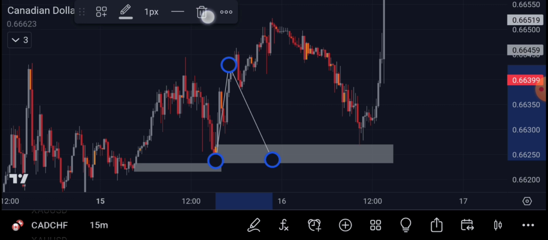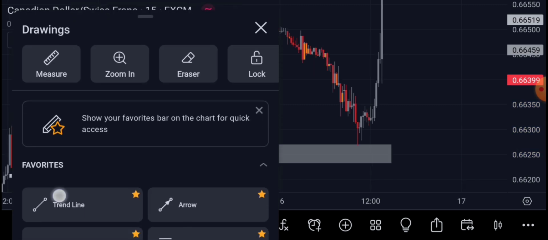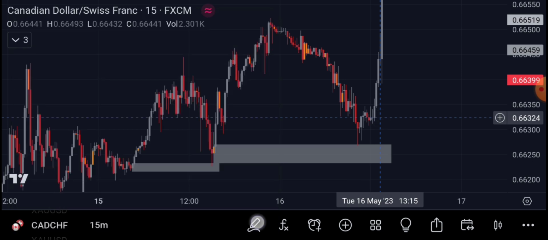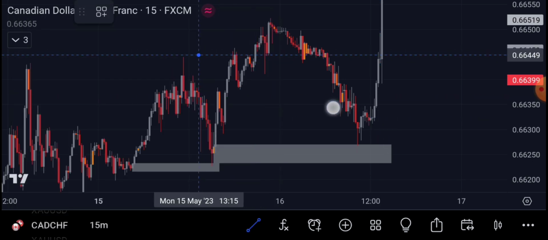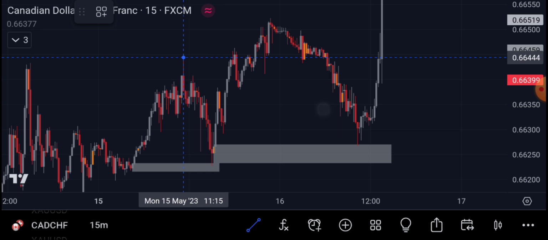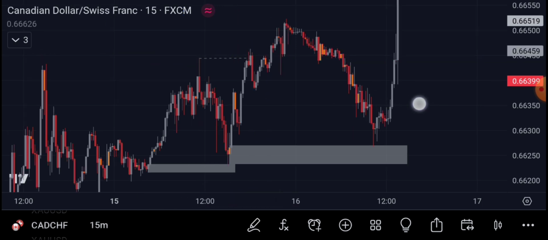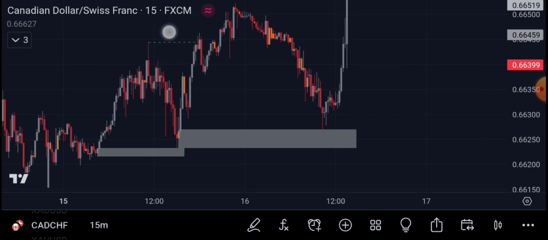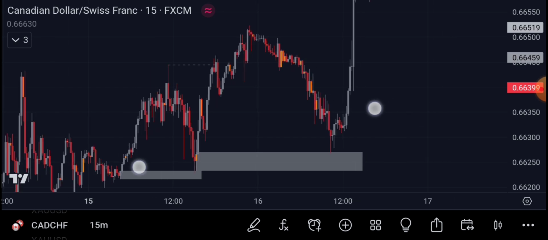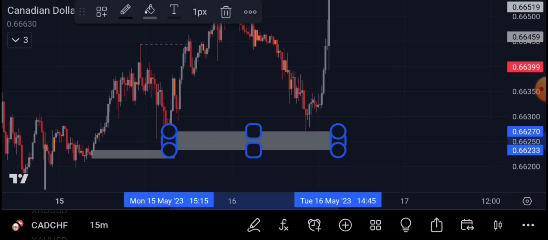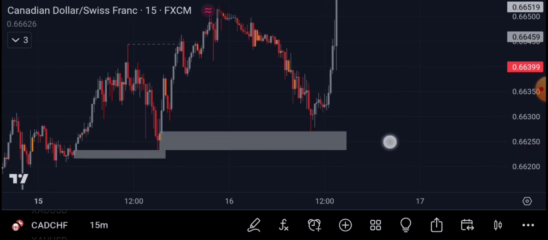So after price validated this, I just mark it out. Now this is a break of structure. Let me not waste my time writing. This is a break of structure, right? So it's a valid break of structure. Now this is an order flow, right? Nice.